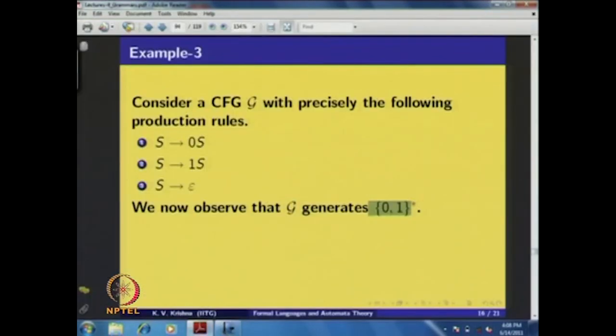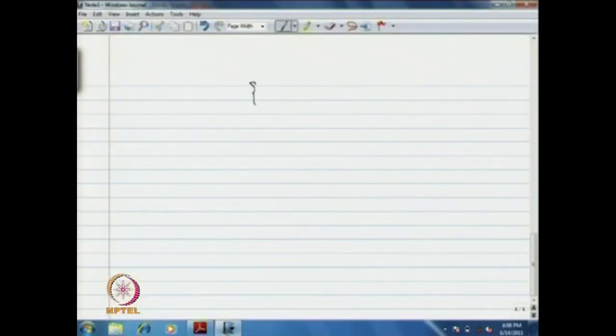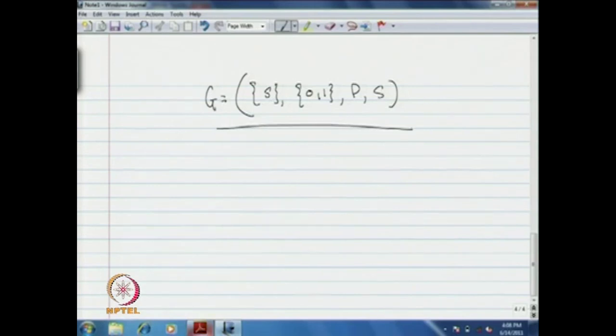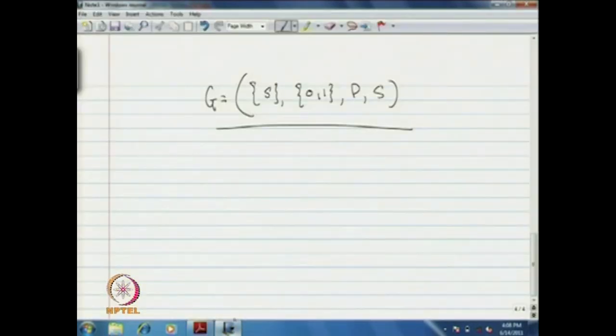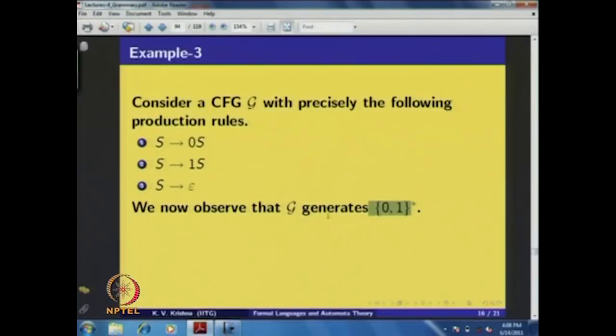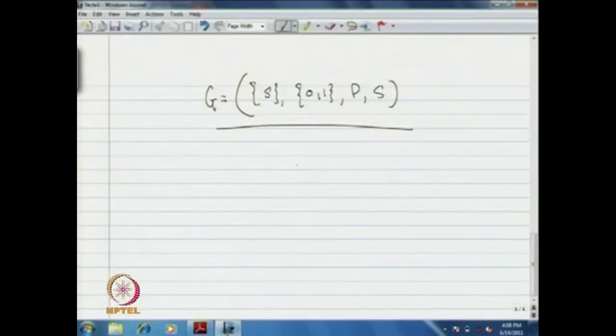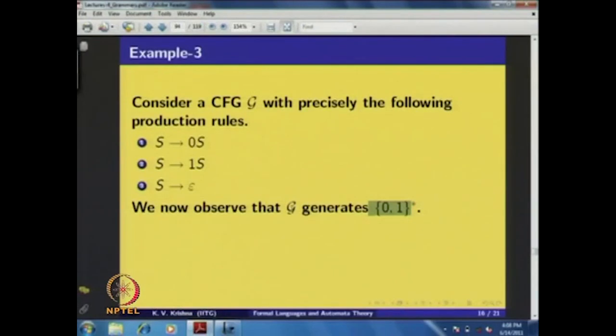In this context, you again have only one non-terminal symbol, the terminal symbols are 0 and 1. The production rules are stated, and the start symbol S you consider, and thus the quadruple G is this in the present context. And if I call the grammar G, we observe that the grammar G generates sigma star. Here sigma is 0 1. So, all the strings over sigma can be generated using this.